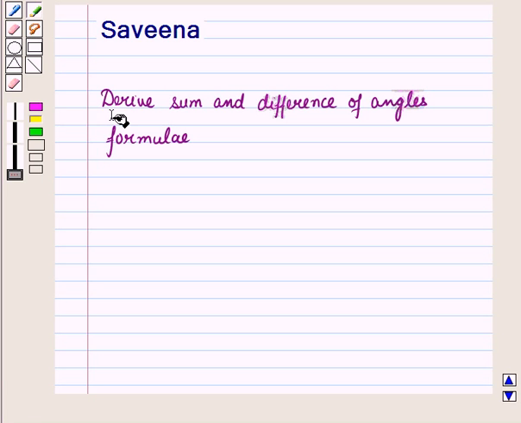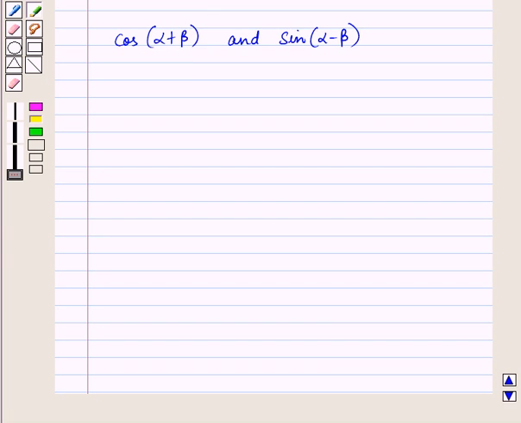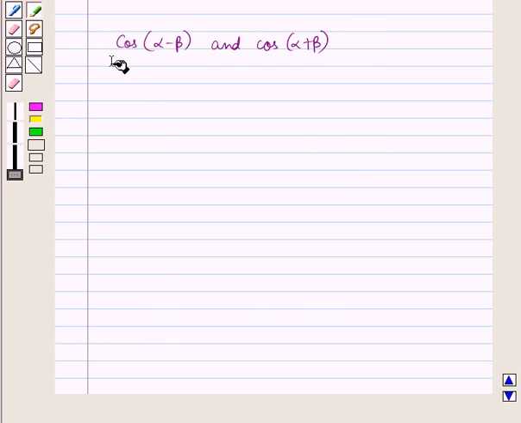In this session, we will find the formulae for trigonometric values of sum and difference of two angles, and we will evaluate the expressions like cos of alpha plus beta and sine of alpha minus beta, where alpha and beta are angles. First of all, we will derive the formula of cos of alpha minus beta and the formula of cos of alpha plus beta.